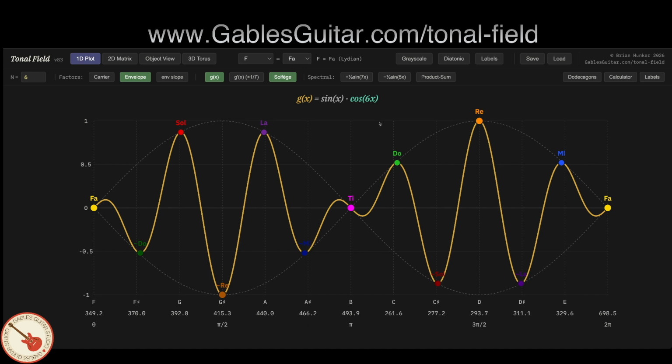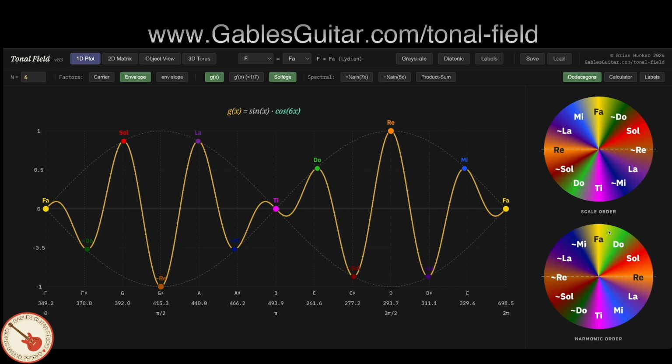Let me open something that'll help us see that even more clearly. I'm going to go back up to the toolbar here, and I'm going to click on Dodecagons. And that brings up these 2 circles. These might be familiar to you. They're the same solfege, our 12 features, organized in a circle representation here. The first one is scale order. So that's the order that we see. If we go from the top of the circle, we have Fa, then Do, then Sol, then Re. So as we go clockwise around the circle, that's showing us the scale order here.